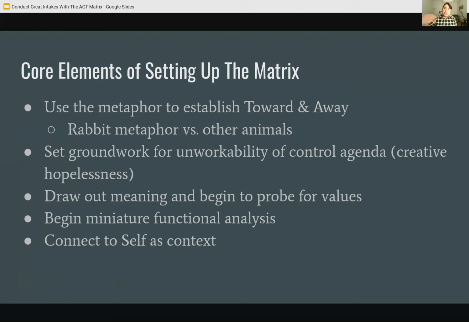If you've noticed through the matrix work, the matrix does this really cool thing where it sets the groundwork for what is unworkable and what is workable. It sets the groundwork of this idea that trying to control your feelings in the way that you're doing isn't working for you. And in ACT, we call this creative hopelessness.